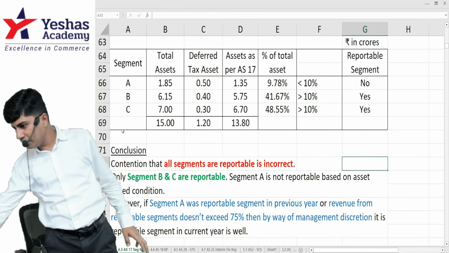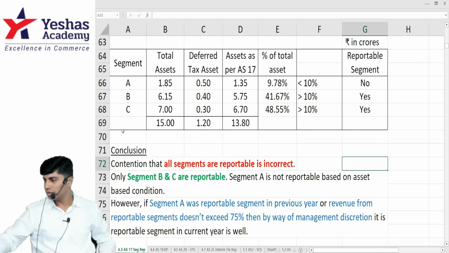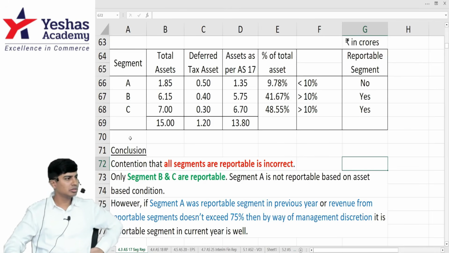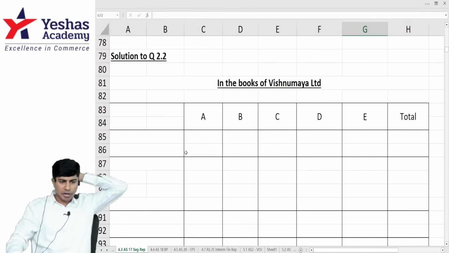Online students, confirm if everything's fine and you can see it clearly. Everyone copied this one? Pakka? No doubt? Come on. Let's go to 2.2.